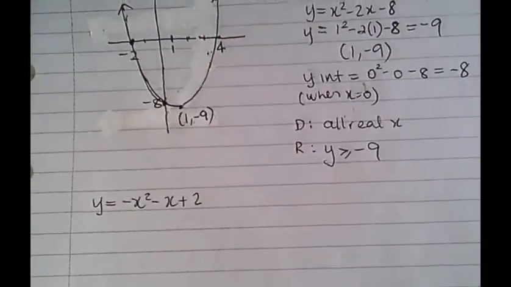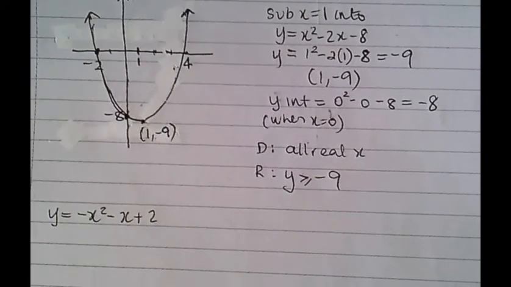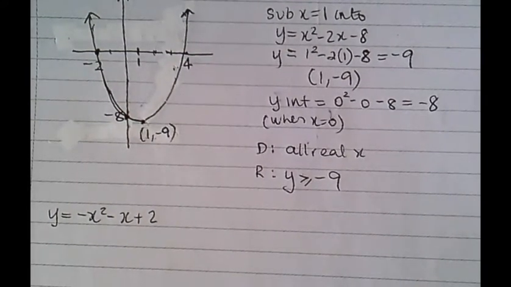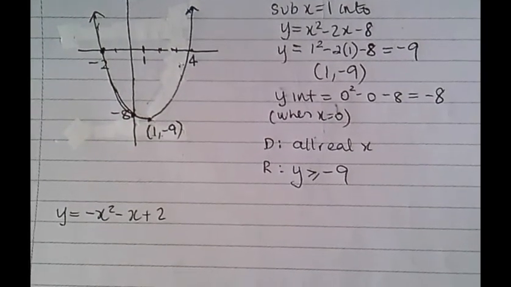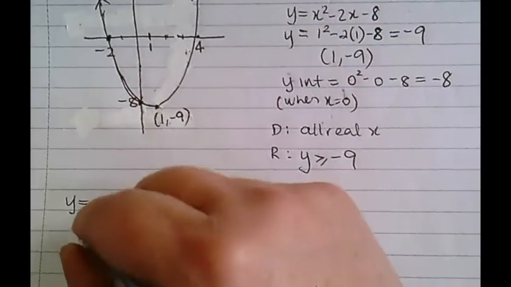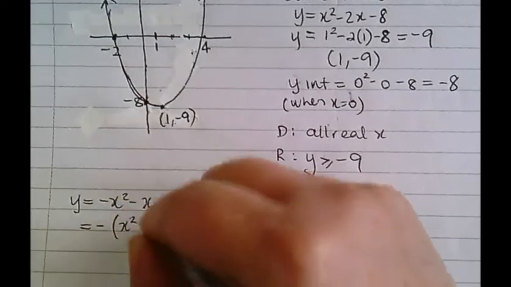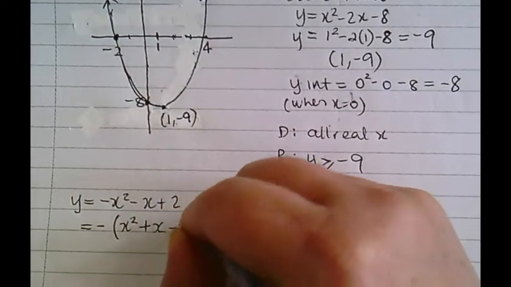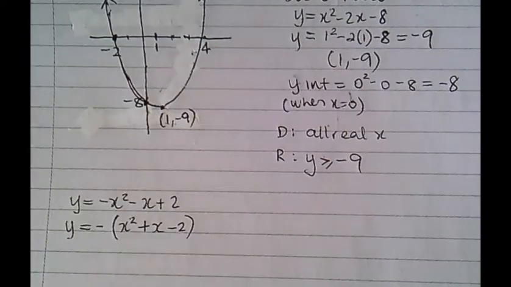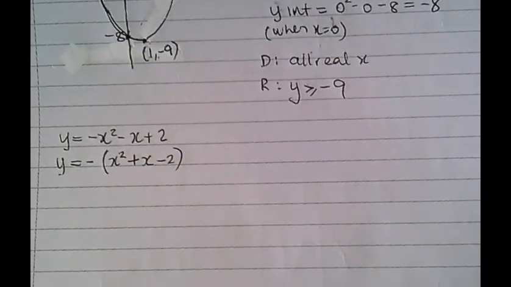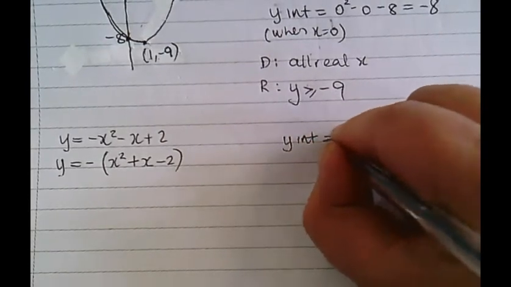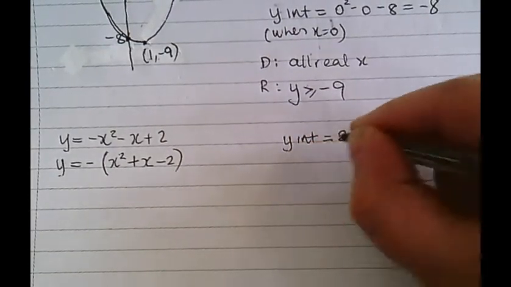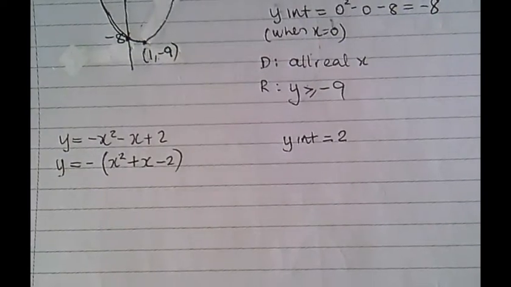All right, concave up or down? Y-intercept. Good. You're going to have to factorize it. How are you going to factorize this one? Take the negative out. You've got x squared plus x minus 2. All right, let's factorize it. Let's find the x-intercepts. Let's write down the y-intercept. We know when x is 0, you get 2. The x-intercepts we're working out now.